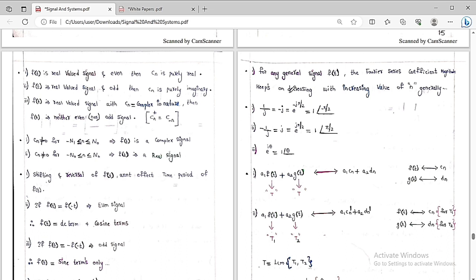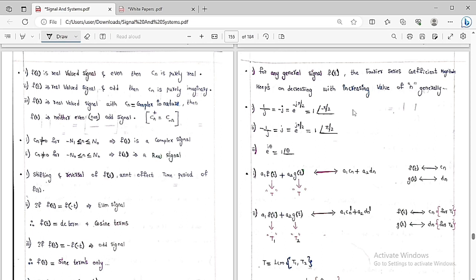Now the next point is 1 by j. See 1 by j, how can I represent this in polar format? 1 by j I can write like this: 1 in polar format is 1 at an angle of 0 degrees, and j is 1 at an angle of 90 degrees. If we simplify, the 90 goes upward, and we get 1 at an angle of minus 90 degrees, or 1 at an angle of minus π/2 radians. Or we can do it in another fashion also. Multiply and divide by j, then what are you going to get?